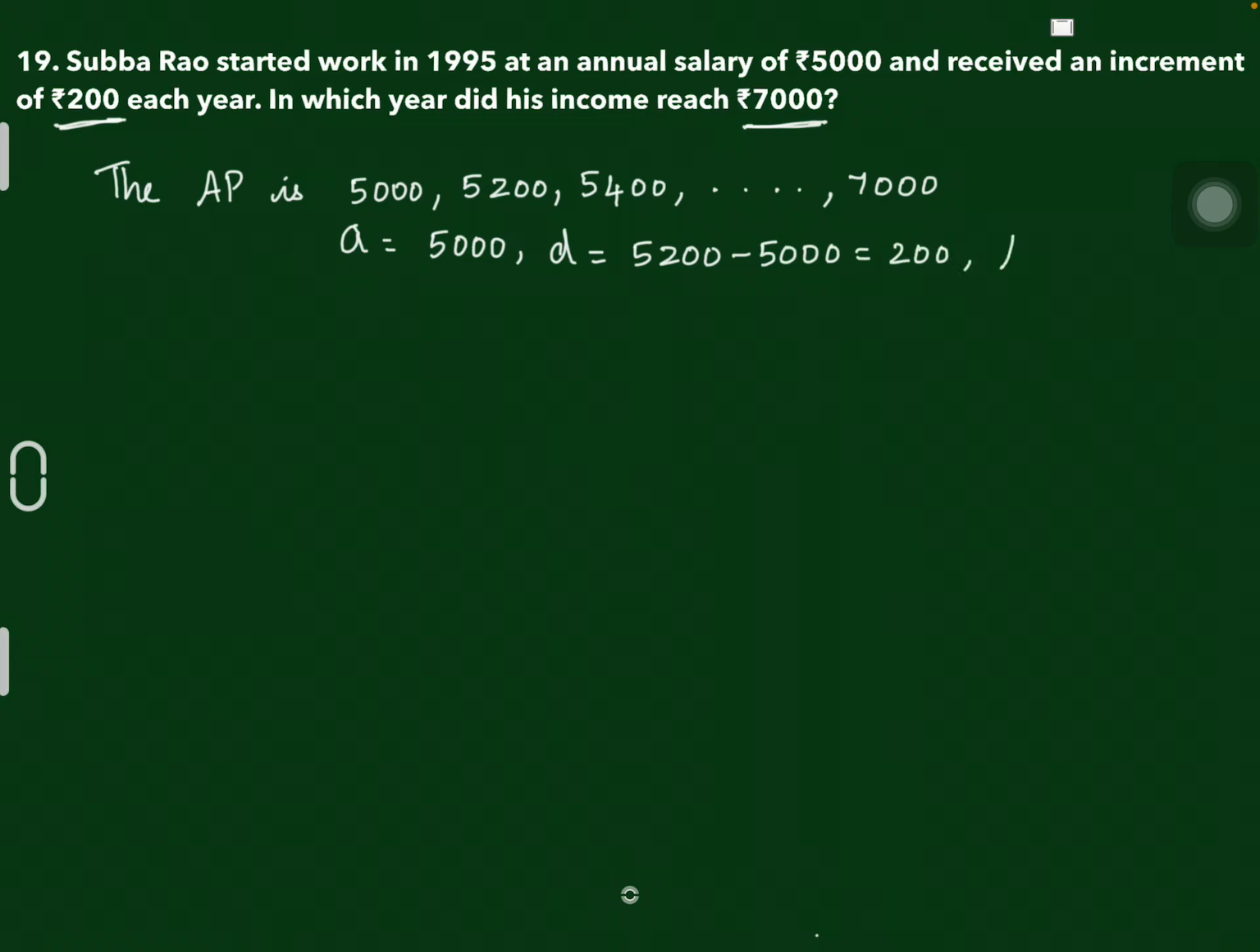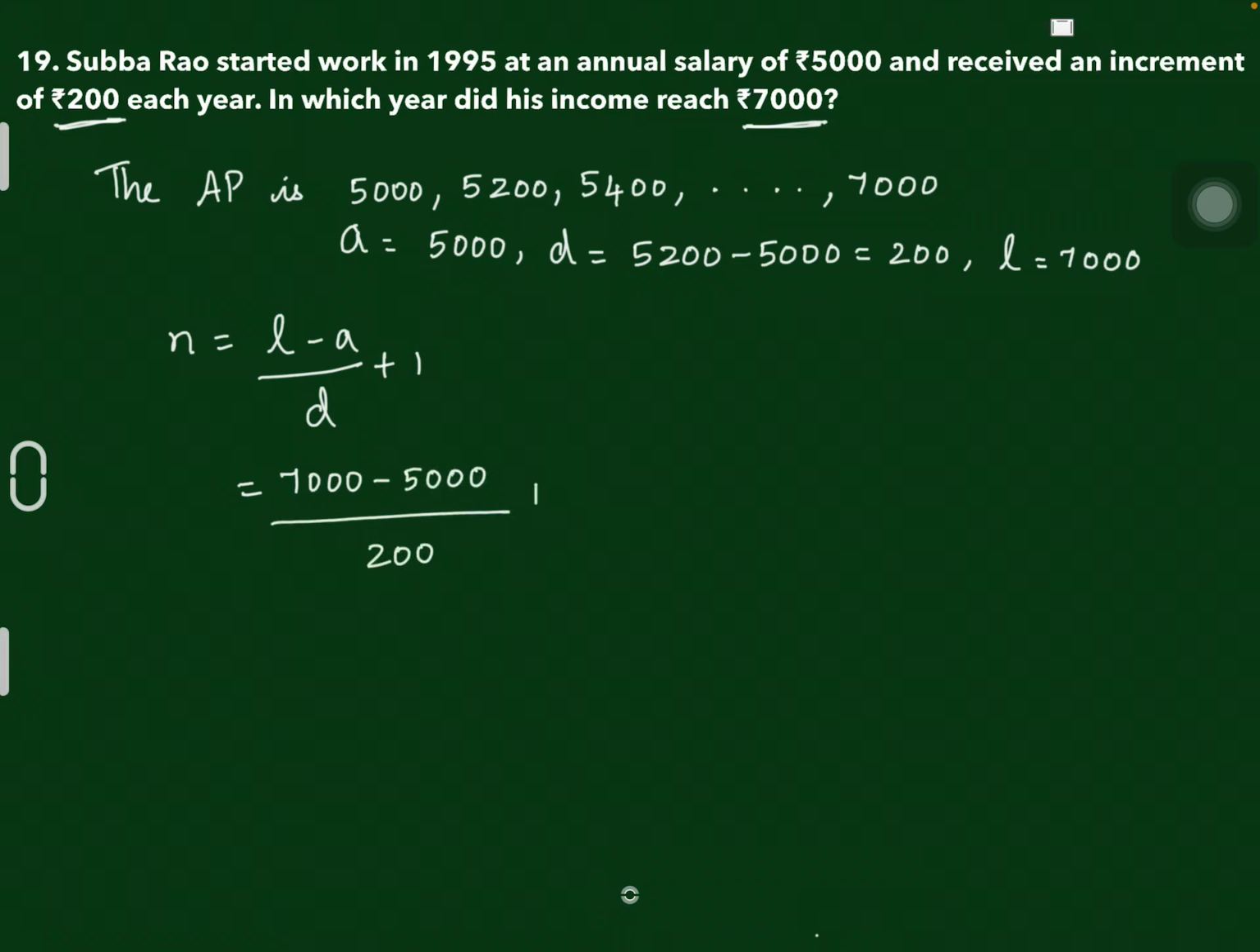So, at one point he was getting rupees 7,000. So, L is 7,000. In which year? So, we need to find N. What is N? L minus A by D plus 1. So, what is L? 7,000 minus what is A? 5,000 by what is D? 200 plus 1. What is 7,000 minus 5,000? 2,000 by 200 plus 1. When you simplify this, you get 10. 10 plus 1 is 11. So, what is N? 11.